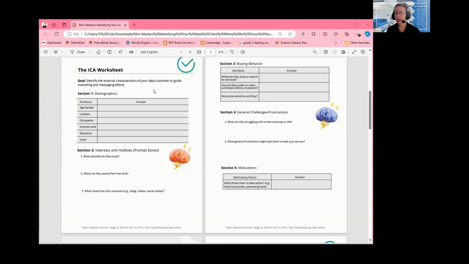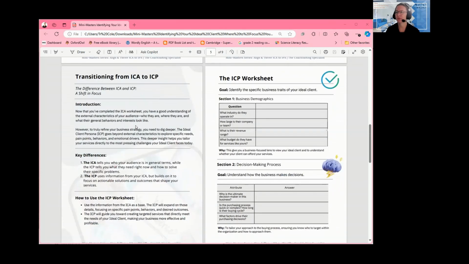Now remember, this character is based off of real data from your business. So while it is a fictional character, a made up client, it is your ideal client, your perfect client. This is what you're looking for, okay?